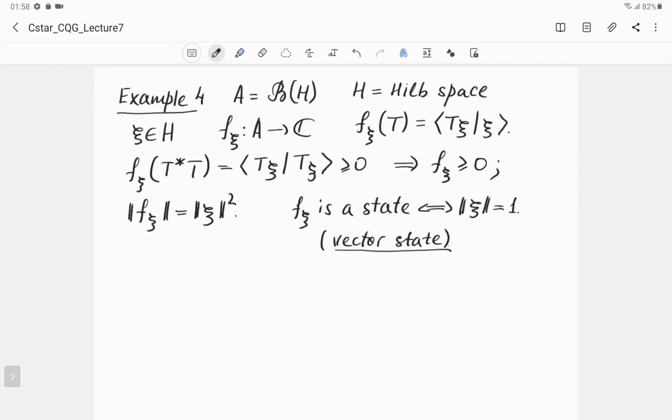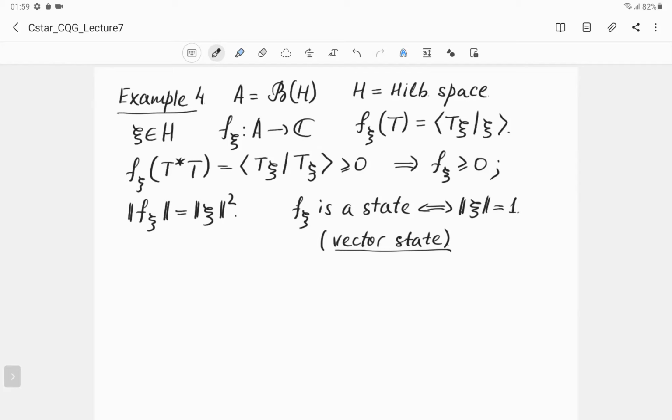Well, let me also say a few words about where the terminology comes from. In mechanics, there are two fundamental notions, states and observables. For example, in the mathematical model of classical mechanics, states are the points of a smooth manifold, which is called the phase space of our system. And the observables are functions on this manifold.